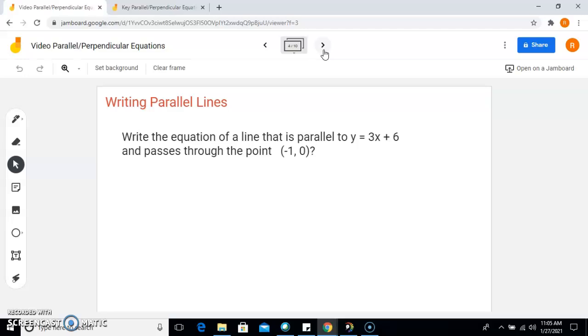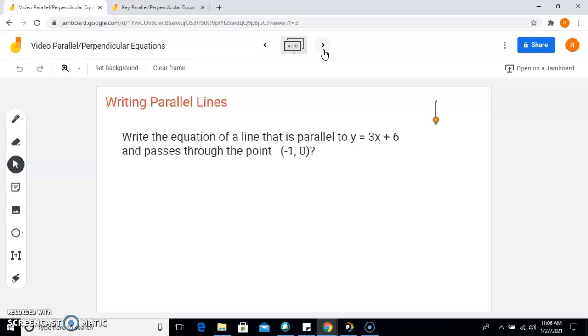Writing equations of parallel lines, we're going to do the same thing we do when we write equations of any line. We're going to use our y equals mx plus b, but this time we need to make sure we're paying attention to the slope that we need. So in this problem, it says write the equation of a line that is parallel to y equals 3x plus 6 and passes through the point negative 1, 0.